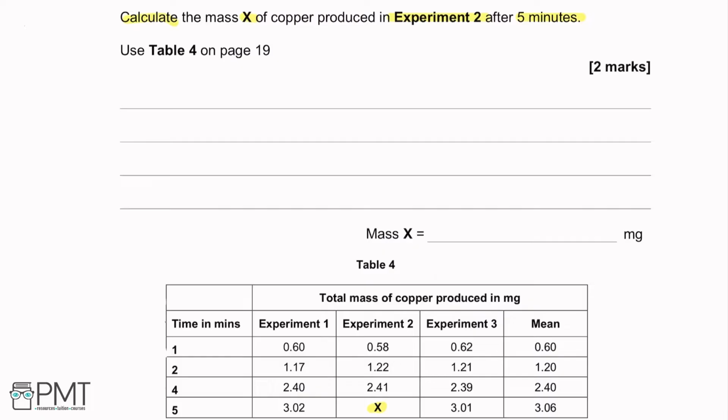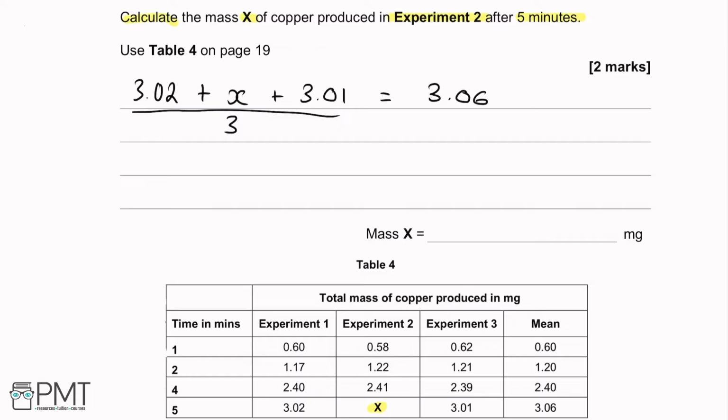So let's think about how we would work out the mean. Well, to work out the mean, we add together our different values. So our value from experiment 1, which was 3.02, plus our value from experiment 2, which we're calling X, plus our value from experiment 3, which is 3.01, and then we divide that by the number of numbers. So in this case, we've done 3 experiments, so we divide by 3. And we know that that's going to give us 3.06.